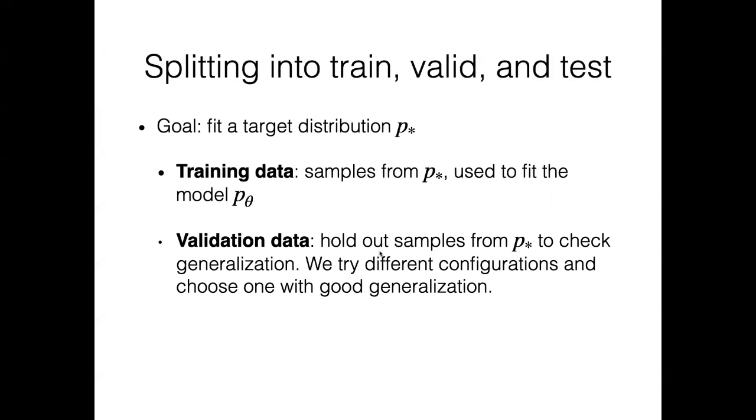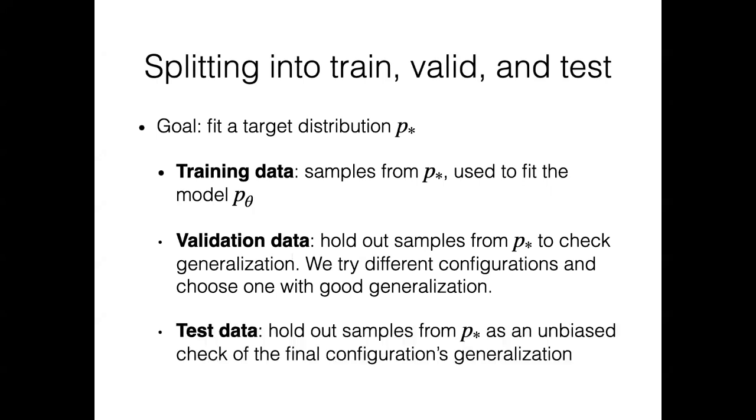Now, you can also try different configurations. You could try one architecture against another, and see which configuration generalizes the best. But if you do this, you still want some final check, because in the course of trying these different configurations, you could find some configuration that only works well on the validation data. So that's why you have this additional held out set called the test data. Ideally, you don't want to evaluate on this until you're completely done, because you want it to be a final unbiased check of the generalization.